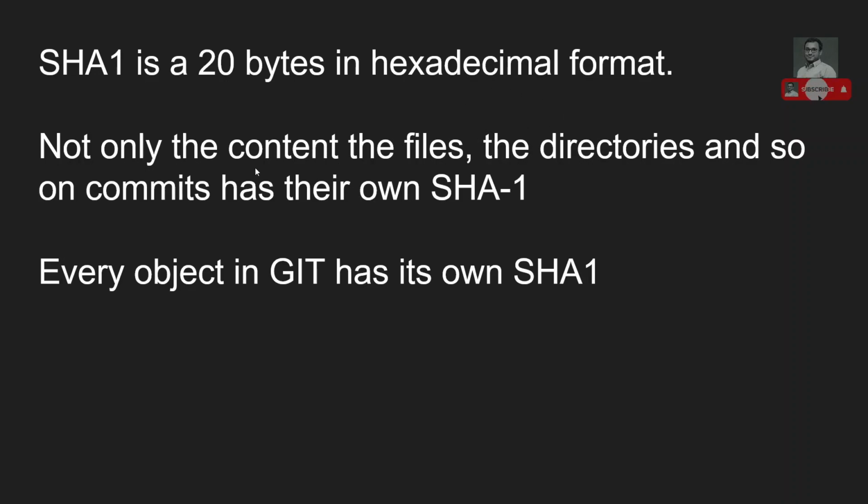Not only the content of the file, the directories, commits and everything have their own SHA1. SHA1 is nothing but the 20 bytes of hexadecimal digit format. So now every object in Git has its own SHA1. So we understood that every object in Git has its own SHA1.